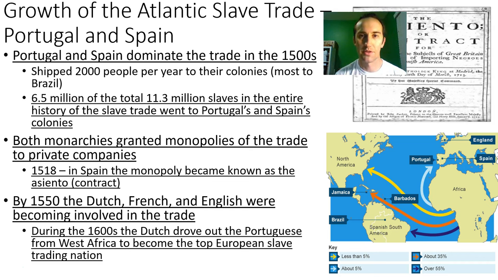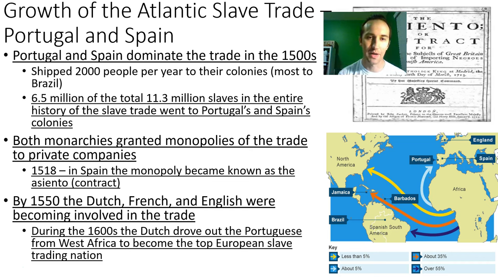Portugal and Spain really dominated the trade in the early part of it. In the 1500s, they're dominating the trade, shipping 2,000 people a year to the colonies, mostly to Brazil for the sugar. 6.5 of the total 11.3 million slaves in the entire history of the slave trade go to Portuguese and Spanish colonies. The vast majority will go to Latin America.